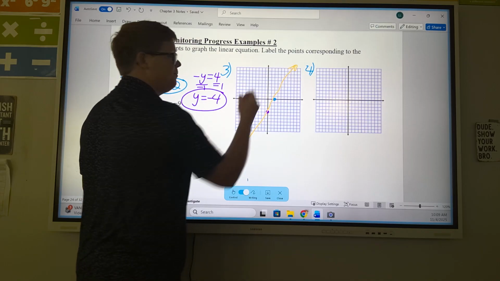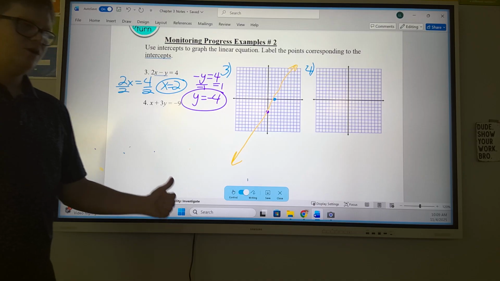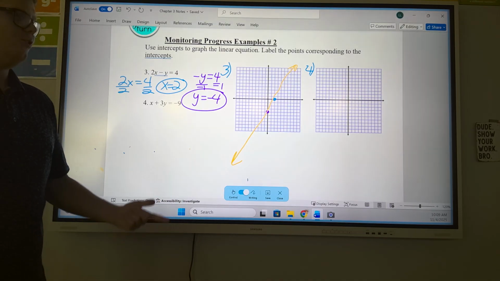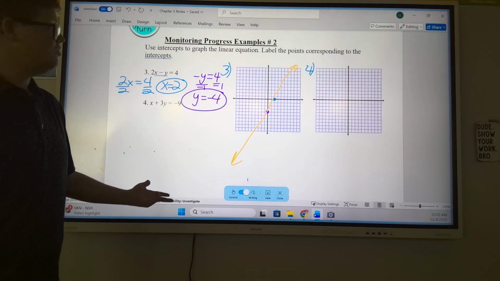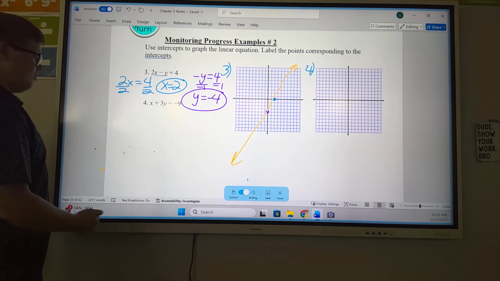Hopefully your line is straighter than mine. You can draw a straight line by doing a lot of things. You can use a ruler. You can use a paper. You can use an index card. There's a lot of things that you can do to draw a straight line if you want your line to be straight. Okay, same thing goes for 4.